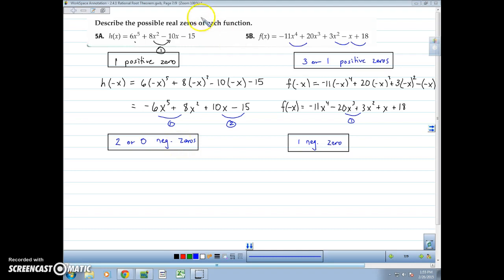Notice that these are only talking about real zeros. In a second, we're going to talk about how you can have imaginary zeros. This is not including those.